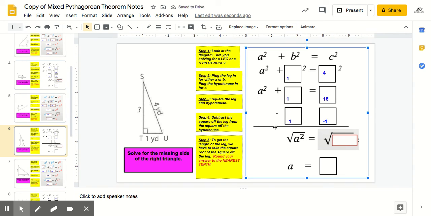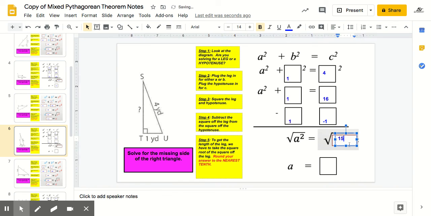Bring down the a squared. Your 1s are going to cancel. 16 minus 1 is 15. Okay, so now we have a squared is equal to 15. So I need to take the square root of both sides. When we take the square root of a squared, we simply get a.